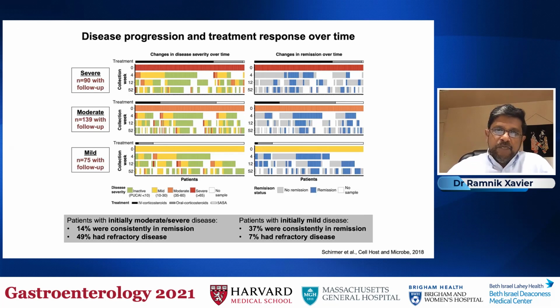And what I'm showing you here is changes in severity over time, in children who start with severe disease compared to those who start with mild disease, and how the remission in disease changes. The key take-home point is that if you were diagnosed with moderate disease, then at the end of 1 year, almost 50% of those children remained with refractory disease. Whereas if you're diagnosed with mild disease, then remission was consistently achieved in about 30 to 40% of children.